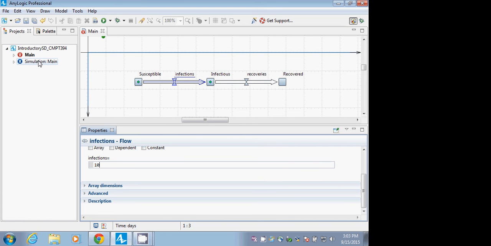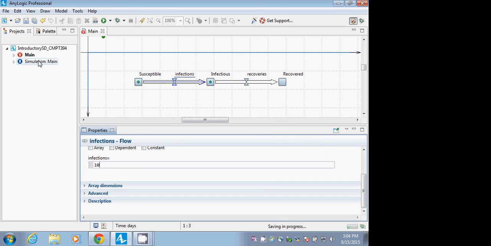100 days into this, the number of susceptible will be 0, and the number of infectious will be what? 1,000. There's a conservation going on here. Everyone who is leaving susceptible is going into infectious.